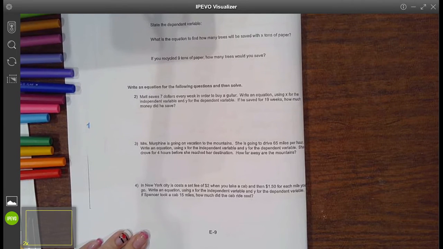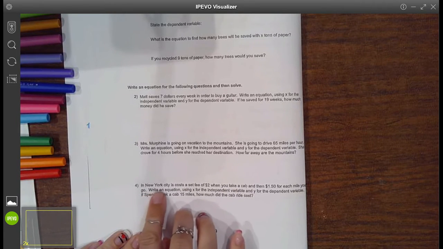Hello, my little mathematicians. I'm going to help you get started on E9, writing equations with independent and dependent variables homework. So from a word problem, you're going to identify the independent and dependent variable, write an equation, and then they might even ask you to solve something. So let's take a look at the hardest one, number 4.